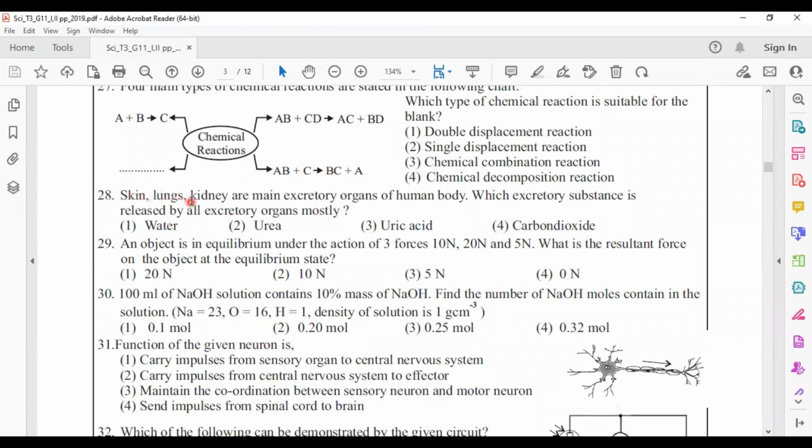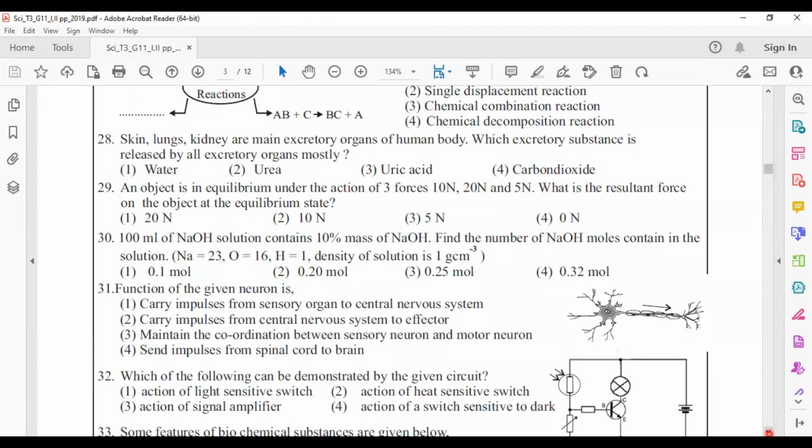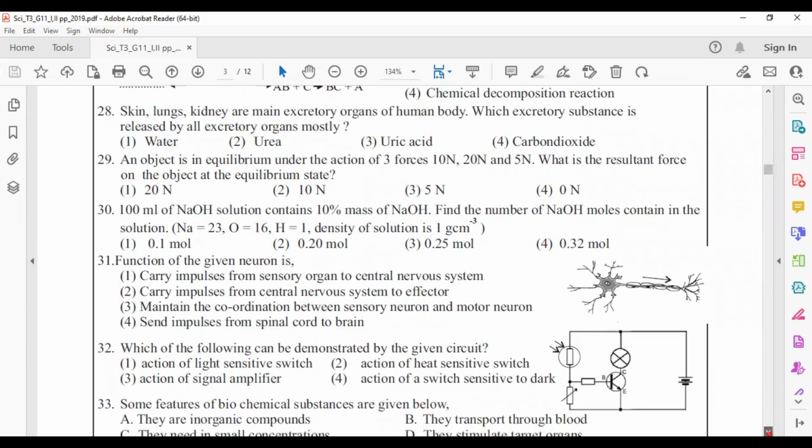28. Skin, lungs, kidney are main excretory organs of human body. Which excretory substance is released by all the excretory organs? Mostly it is water. Answer 1. An object is in equilibrium under the action of three forces like 10, 25. What is the resultant force of the object at the equilibrium state? It is 0 Newton because if any object is in an equilibrium, there is no any resultant. That's why we are using the word equilibrium. So no resultant. Answer number 3. Answer number 4, 0 Newton.